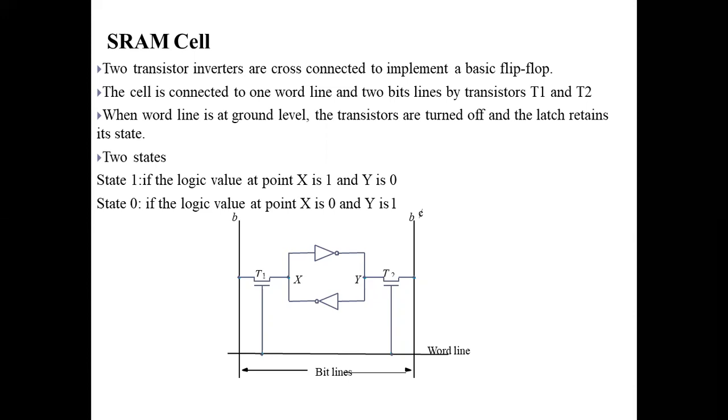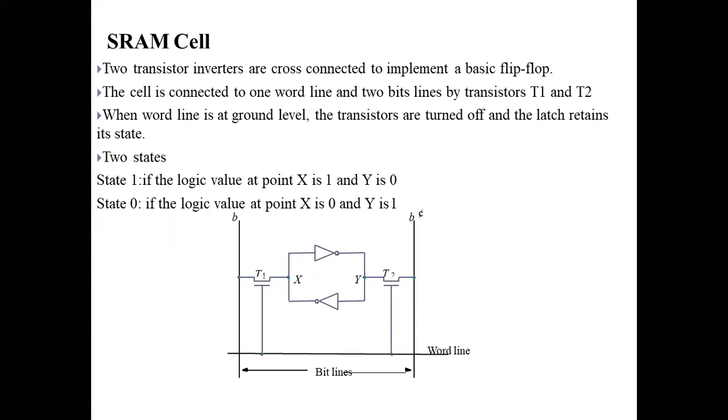This is the static RAM cell. Two inverters are cross-connected to implement a basic flip-flop. The cell is connected to one word line and 2 bit lines by transistors T1 and T2. In other words, these are the inverters. We have two inverters connected inversely, in reverse form.